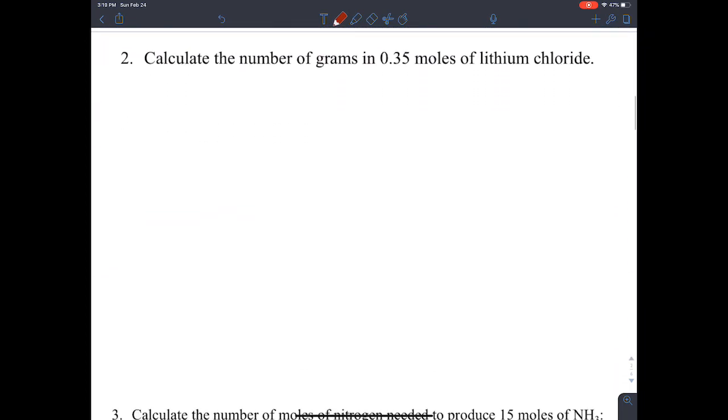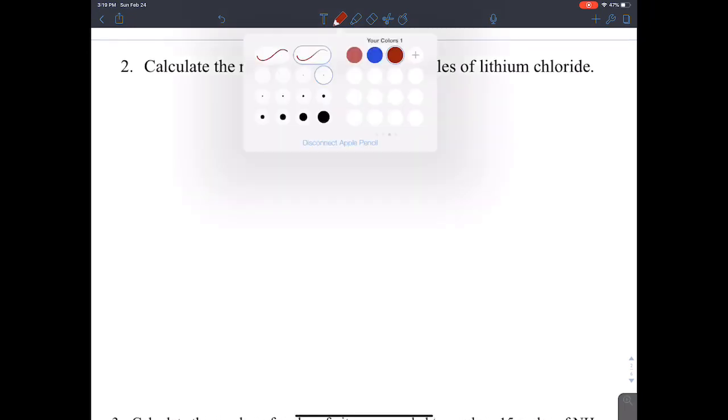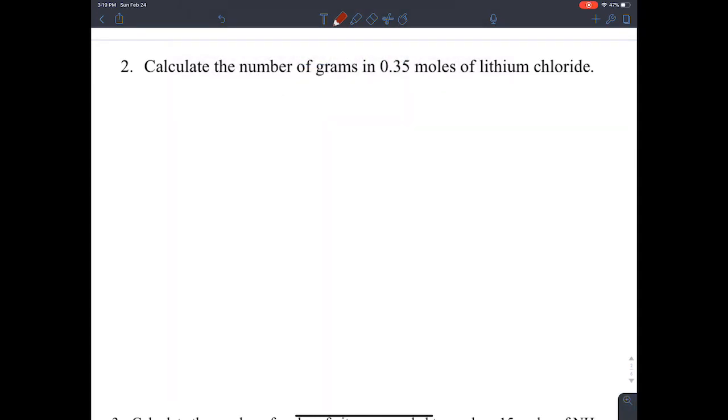Next: the number of grams in 0.35 moles of lithium chloride. I'm going to make this a little bit smaller. So first of all, let's do our known. Our known, again, is usually pretty much always going to be the number you're given. So 0.35 moles of lithium chloride, LiCl.